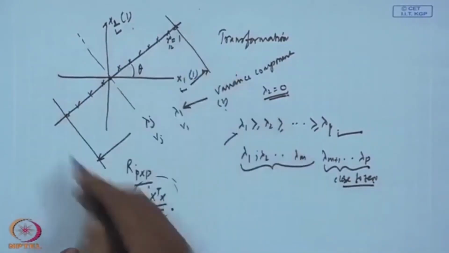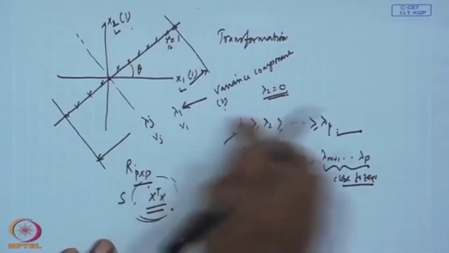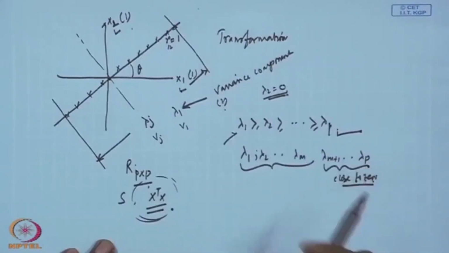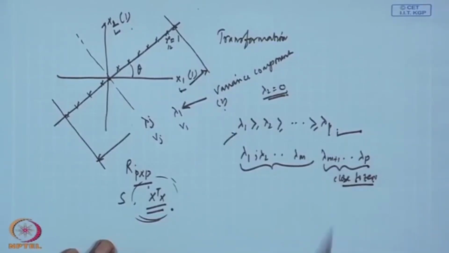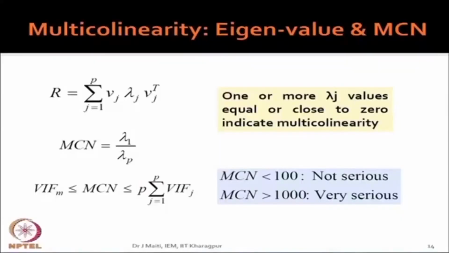So, you take R, that is the correlation matrix, go for your spectral decomposition, that means eigenvalue-eigenvector decomposition, then find out the eigenvalues. If you find that some of the eigenvalues are close to 0, it simply indicates that your independent variables are not truly independent.